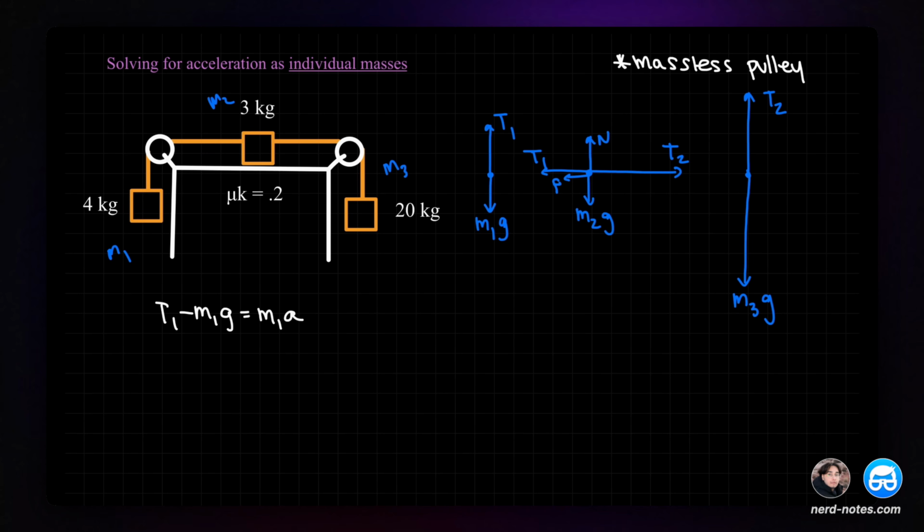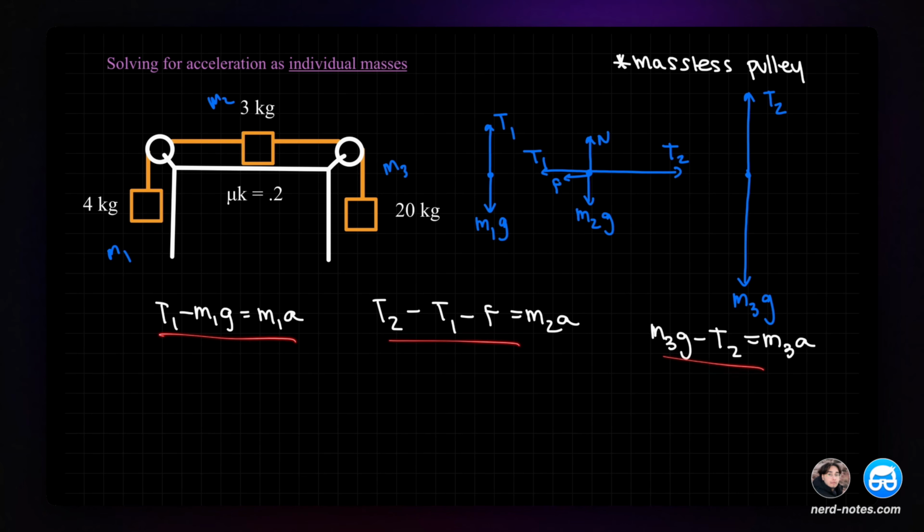Alright, let's go and make an equation for that middle block, that M2 block, and that's going to be T2 minus T1 minus friction, and that's going to be equal to M2A. Awesome. So again, this is the net force acting on the middle block is equal to the mass of that block times the acceleration of that block. So just applying Newton's second law. And lastly, on the M3 block, we're going to have M3G, the bigger vector, minus T2 is going to be equal to M3A. Alright, now that we have 3 equations, we just got to put them together.